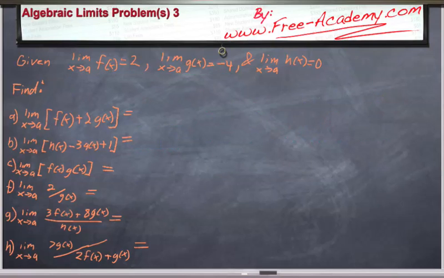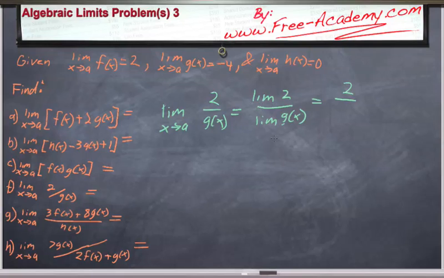Now let me just delete all this here so I have lots and lots of room. And then we'll do problem F. F is the limit as x approaches a of 2 over g of x. This is going to be the same as the limit of 2 divided by the limit of g of x. And this, of course, using my notation for this lecture, is going to be equal to 2, and then the limit of g of x is equal to negative 4. So 2 divided by negative 4, or negative 1/2.